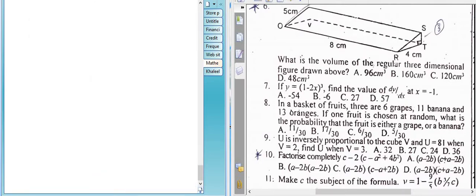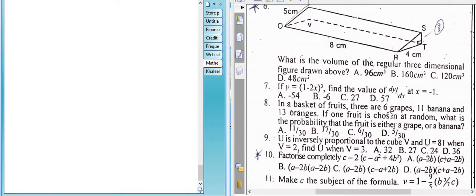Okay, so question number 8 says, in a basket of fruit, 3 are... The question is somehow incorrect. Let me read it carefully. So the question is maybe incorrect. It's given as in a basket of fruit, maybe there is 3 fruits.